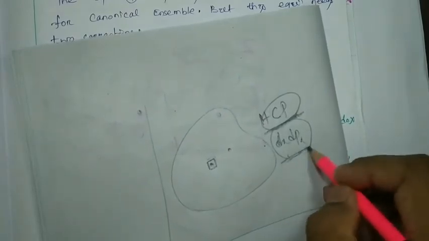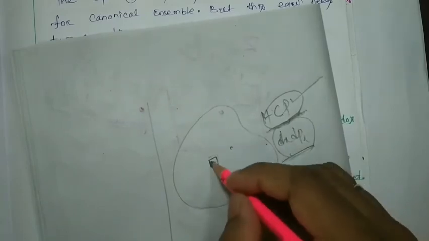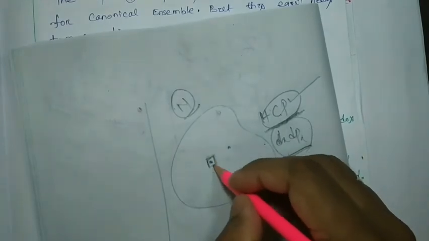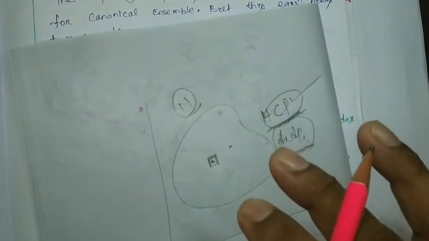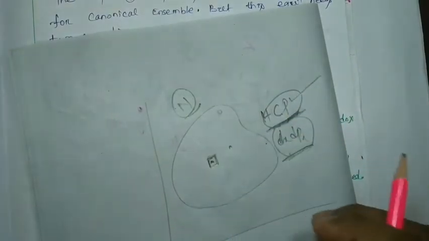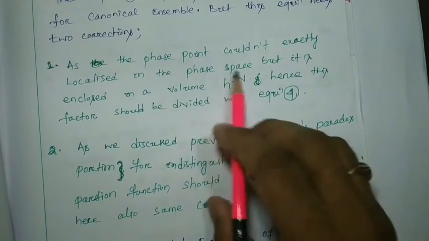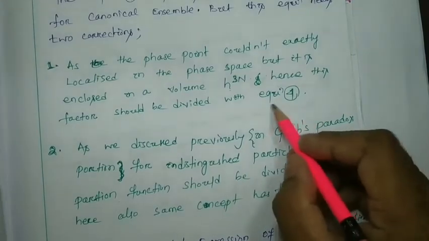So due to this uncertainty, according to the Heisenberg uncertainty principle, if the phase space has n number of particles, then this small volume where the phase point lies, in the form of uncertainty, will be nothing but h to the power 3n. This volume has to be divided, right, with the expression whatever we found in equation number 4.